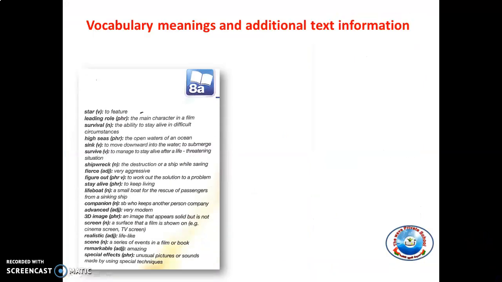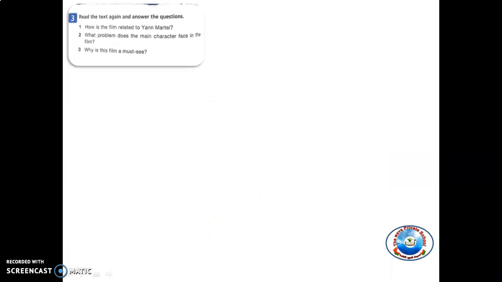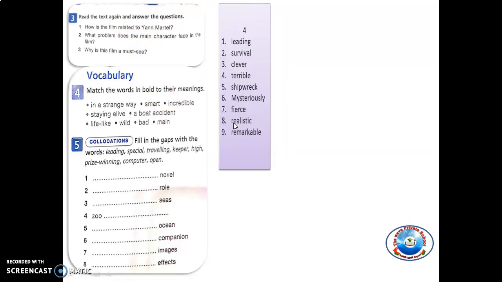Okay, next we have the vocabulary meanings over here for you to read on, and additional text information about the writer, about the director, and about the Pacific Ocean, where the story is set. So for number 3, please write the questions in your notebook together with your answers. If you are not sure, read the book again. Here are the answers in number 4.